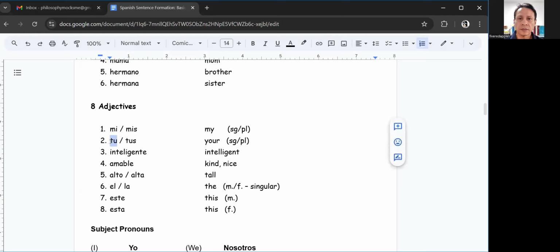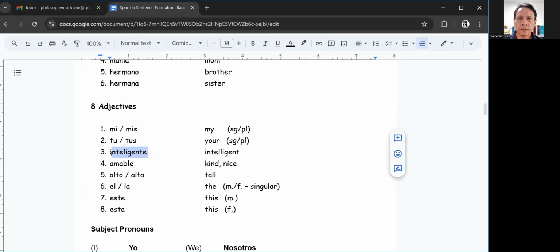And the same thing with your, right? Your has two versions, the singular version. So tu hermano. But if you make this plural, you just add an S to hermano, and then it would be tus hermanos, right? Plural. So tu and tus, singular and plural version. You don't have to worry about gender, but you do have to worry about singular and plural.